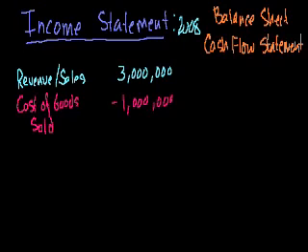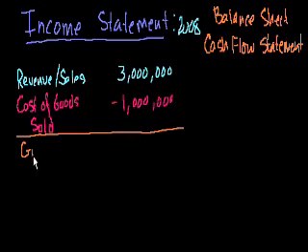And then if you subtract your costs from your revenue, or if you just add these two numbers, because this one is negative, you have your gross profit. And in this case, it would be $2 million.